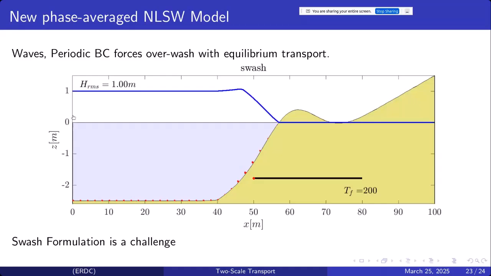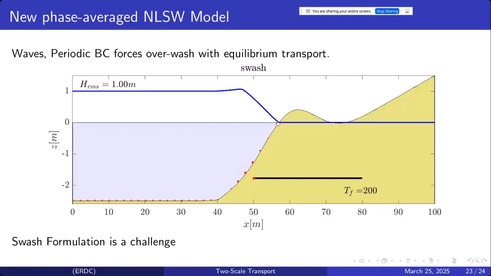Okay, so this has a periodic boundary condition and waves. You can see how simple this model is. It's not even a random wave model. I'm introducing a root mean square wave height of 1 meter here, and it shoals a bit until it breaks.